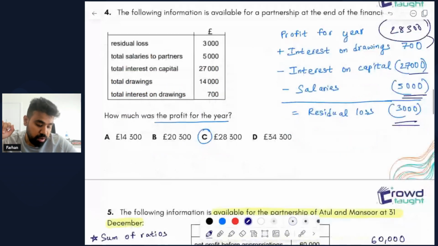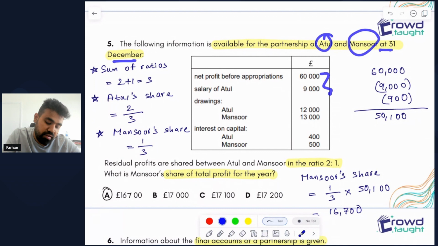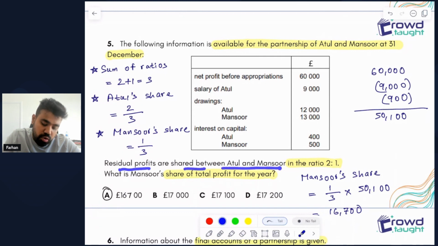Let's move on to question number 5. The following information is available for the partnership of Atul and Mansoor at 31 December. So we have two partners, Atul and Mansoor. Within this table, we're given the profit of the partnership prior to any appropriations, the salary given to Atul, the drawings made by Atul and Mansoor, and the interest in capital that is given to Atul and Mansoor. Residual profits are shared between Atul and Mansoor in the ratio of 2:1. What is Mansoor's share of total profit for the year?